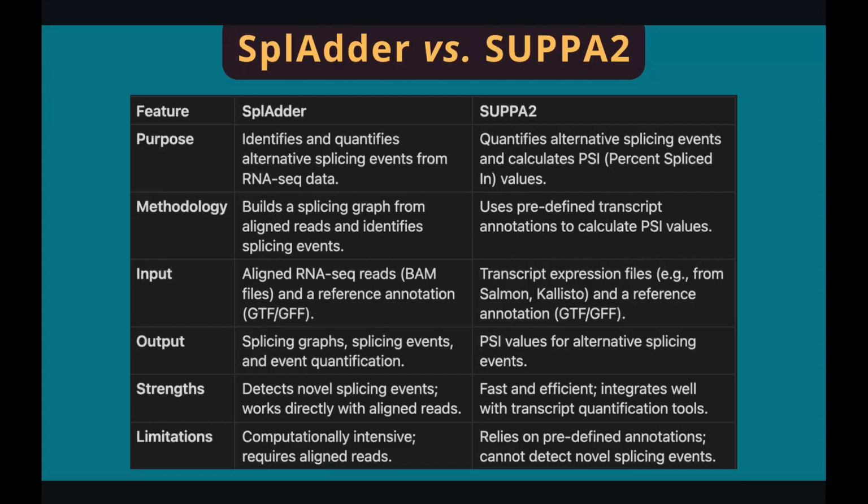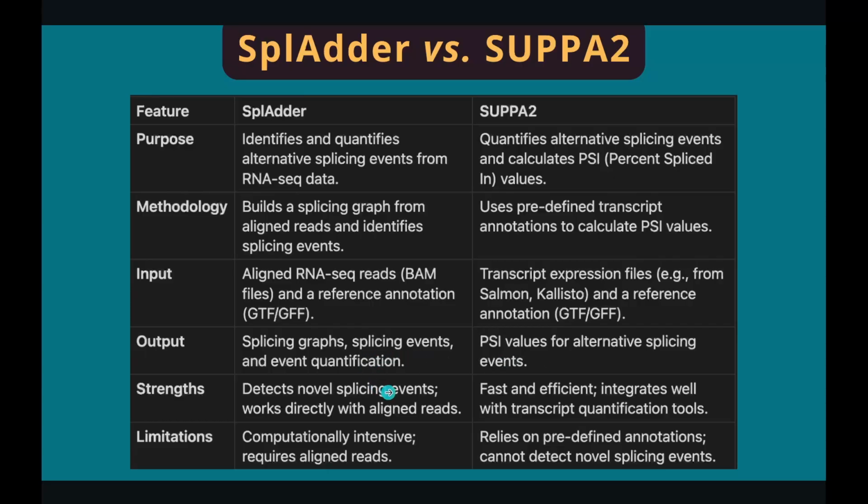Remember our previous isoform quantification tutorial? That's where we get the transcript expression files. The outputs of SPLAdder include splicing graphs, splicing events, and event quantification. The outputs of SUPPA include the event quantifications.